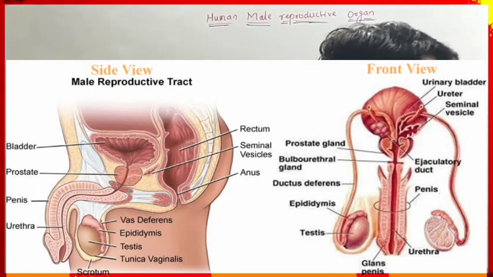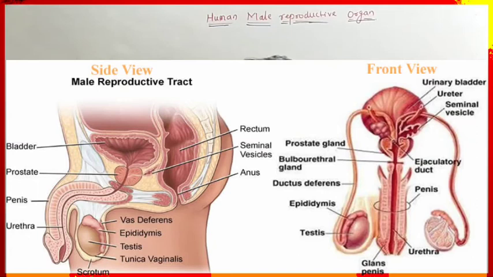The seminal vesicles secrete their secretion in the ejaculatory duct, whereas the prostate gland and Cowper's gland secrete their secretion in the urinogenital duct. So these are the different ducts where the different material, which is semen, is produced and secreted. Semen is formed of the sperm and the secretions of all these glands. Semen is then ejaculated out through the penis.